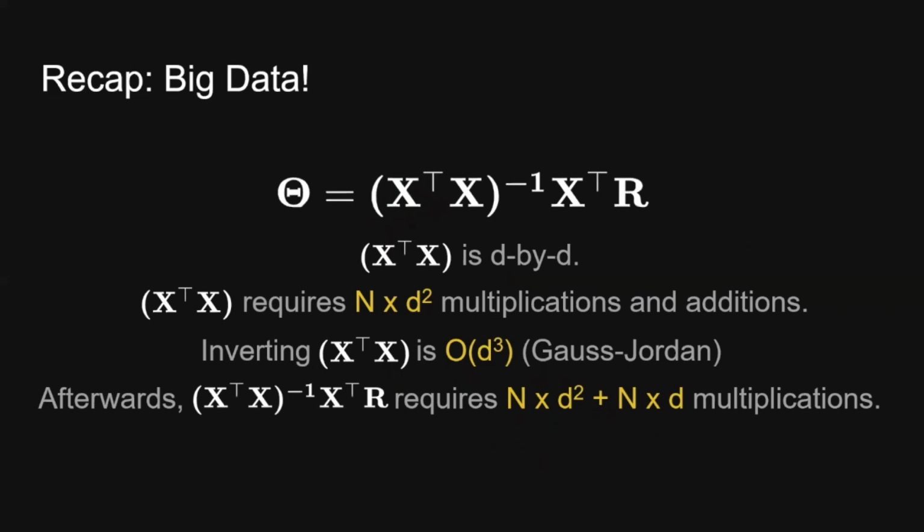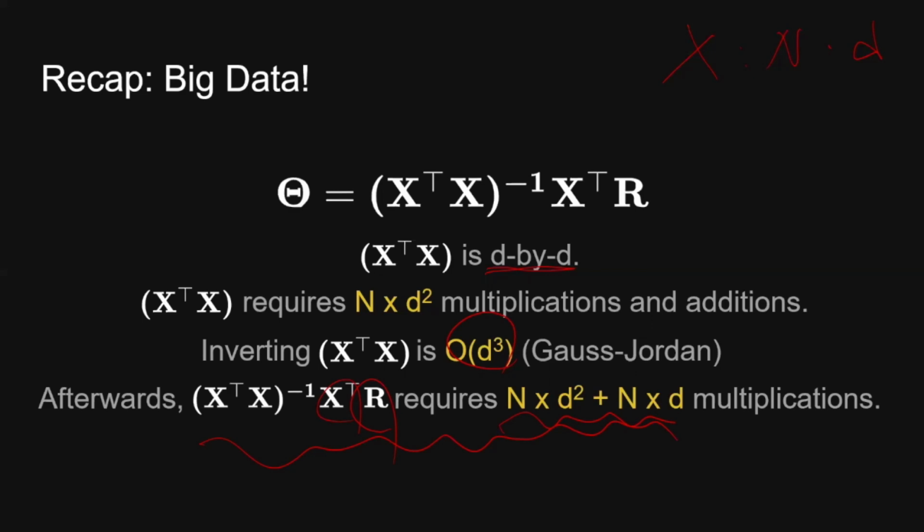First of all, if you look at the dimension of the matrix, X is n by d, which means X transpose X is going to be d by d. The inverse of a d by d matrix is d cubed complexity. The matrix multiplication to generate X transpose X is n times d squared computational complexity. And then multiplying the inverse and X transpose to R is going to require this much computation.